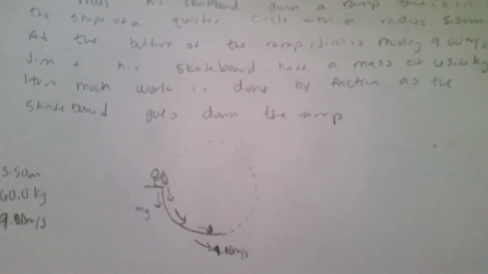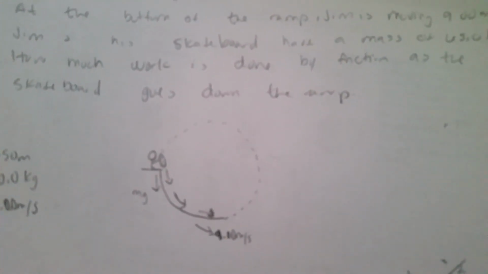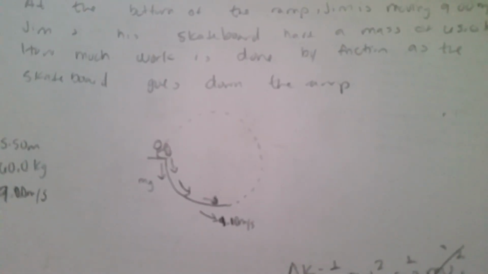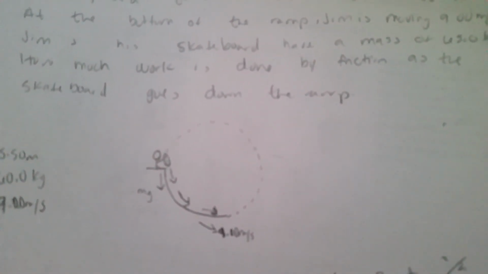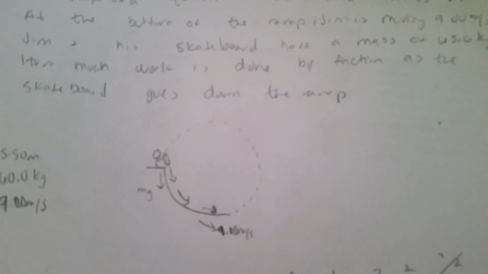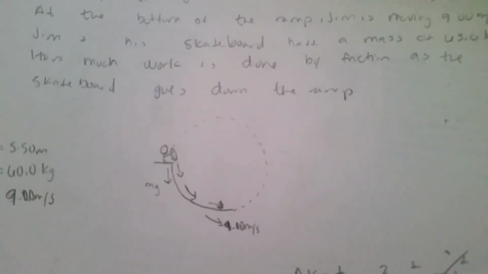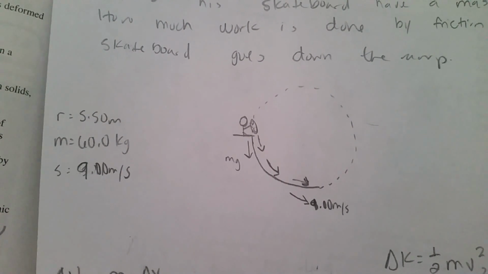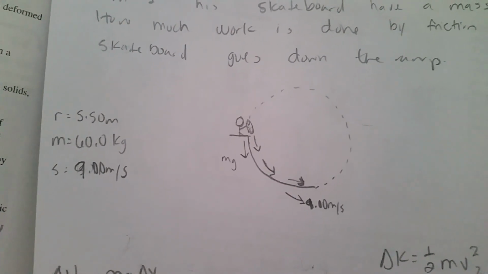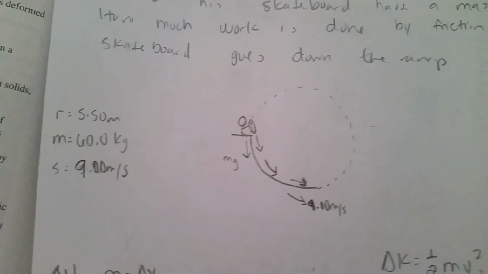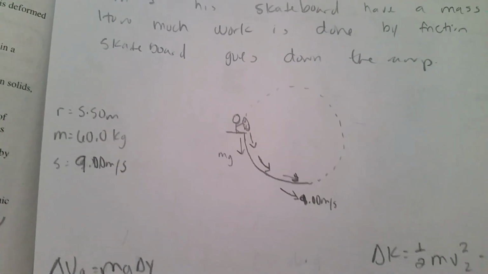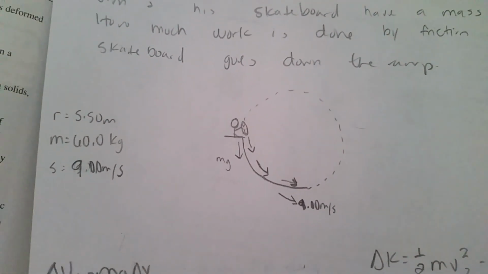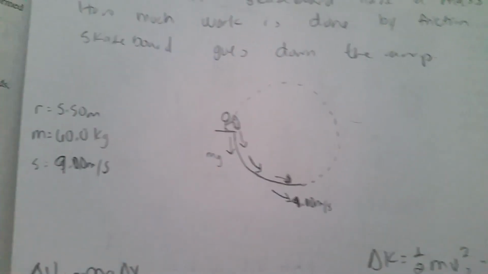So as you can see here, I have my little diagram. Not necessarily a free body diagram, but a diagram of what the quarter pipe looks like, and Jim at the top with his skateboard. Over here I have my known values. Sorry, it's kind of blurry. The radius of the circle is 5.50 meters. The mass of Jim is 65 kilograms with the skateboard. And towards the bottom, his speed increases to 9.00 meters per second.